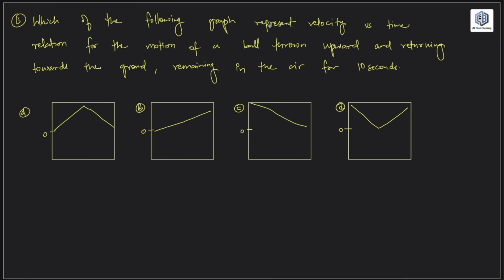It says, which of the following graphs represents the velocity versus time relation for the motion of a ball thrown upward and returning towards the ground, remaining in the air for 10 seconds? This was the easiest question, I think.